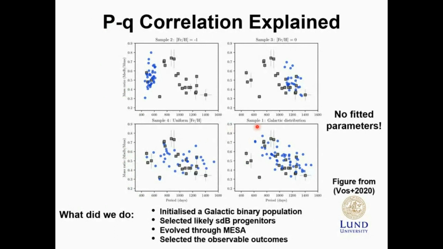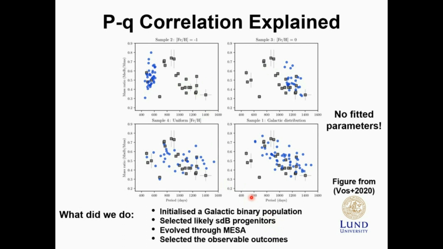So specifically, here are 4 plots of this period versus mass ratio relation, and the gray squares indicate the observed subdwarf B stars, and the blue circles indicate the simulated subdwarf B stars, which are simulated with MESA, this detailed stellar evolution code.